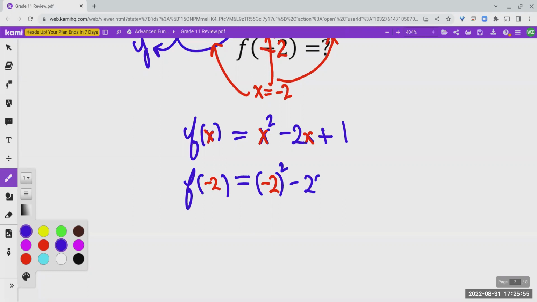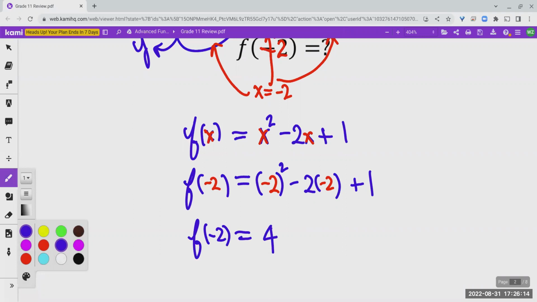Minus 2 times, well, there's negative 2 because x is negative 2, plus 1. See what I did there? I replaced all the x's with negative 2. All I have to do now is just evaluate. Negative 2 squared is positive 4.